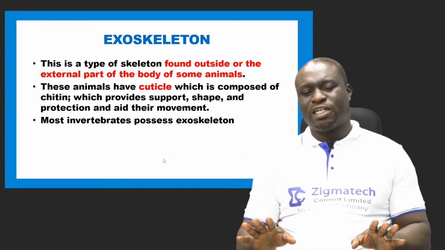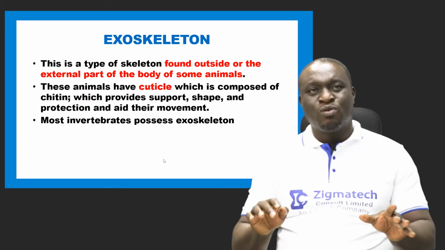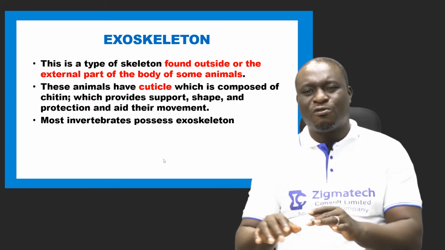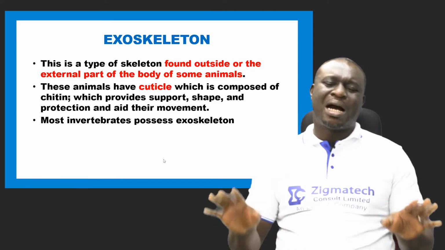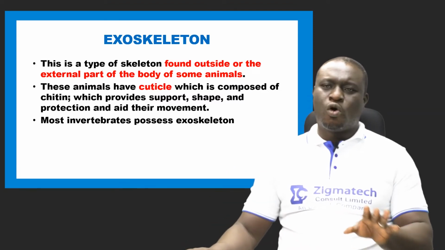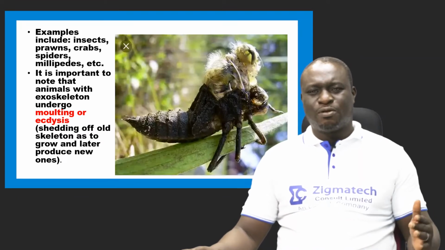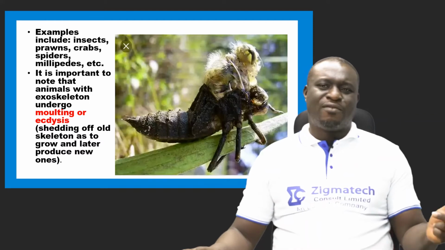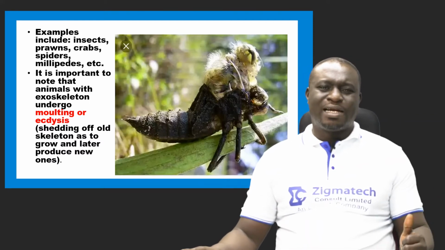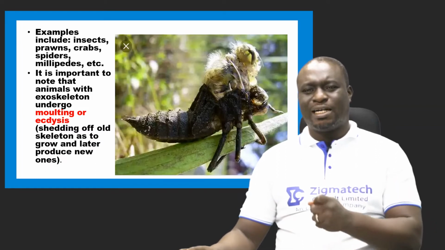Most invertebrates possess exoskeletons. And the particular phylum of invertebrates that possess exoskeletons are mostly the arthropods. You see it more in arthropods. Now, examples of organisms that possess it, we have the insects, we have the prawns, we have the crabs, we have the spider, we have the millipede. You can see that all these examples are arthropods.